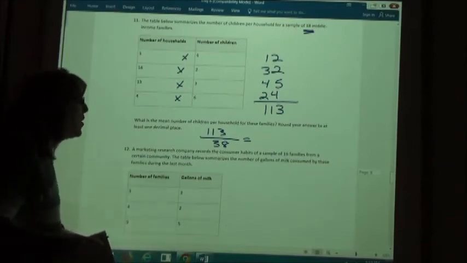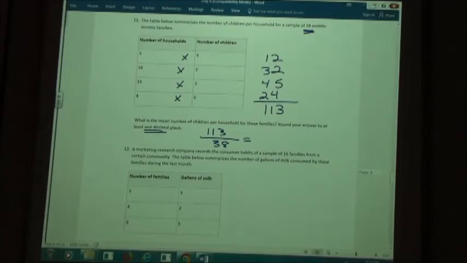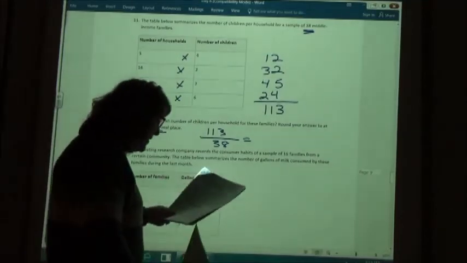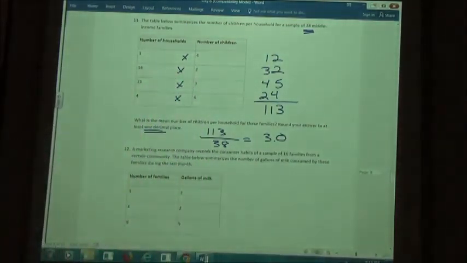We are rounding this one to 1 decimal place, it says. So they changed that on us. If you go farther than 1, you're okay because it says at least 1. And so if I round that off, I would get 3.0, did you say? Yeah. 3.0.